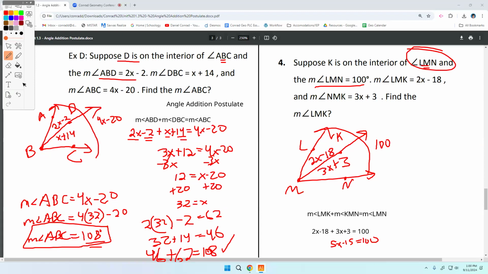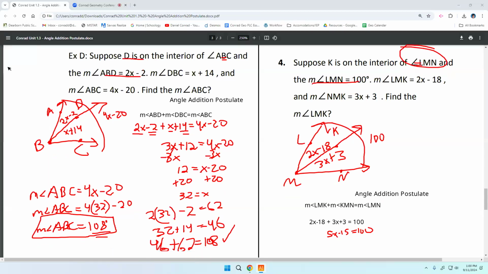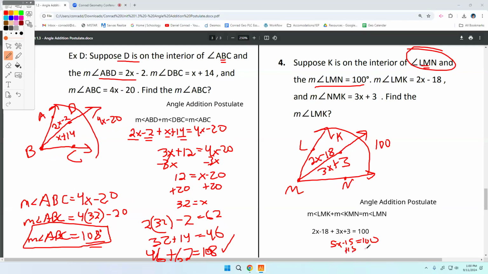Okay, the one thing we didn't do is we didn't justify our equation. So we have to say angle addition postulate. Okay, and then I'm going to add 15 to both sides. 115, divide by 5, and you should get x equals 23. We're looking for the measure of angle LMK.